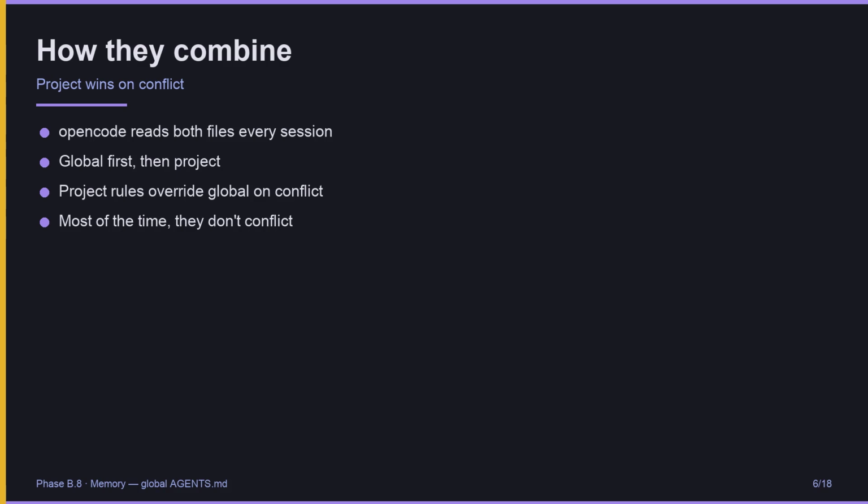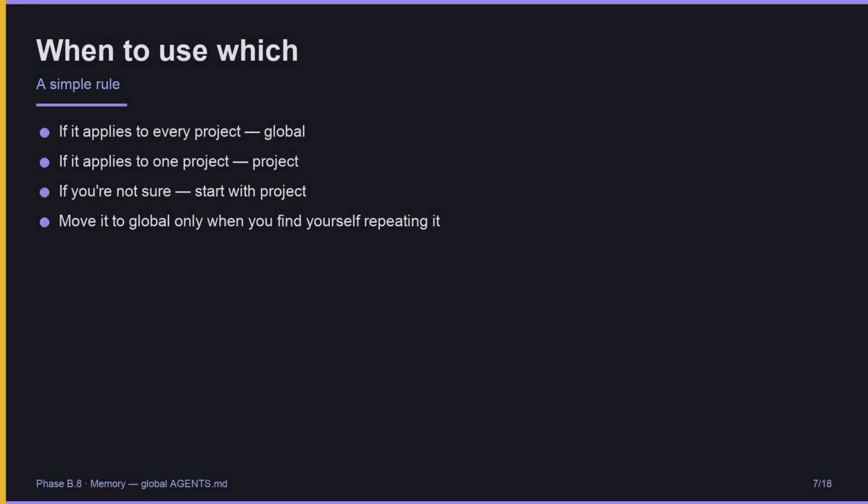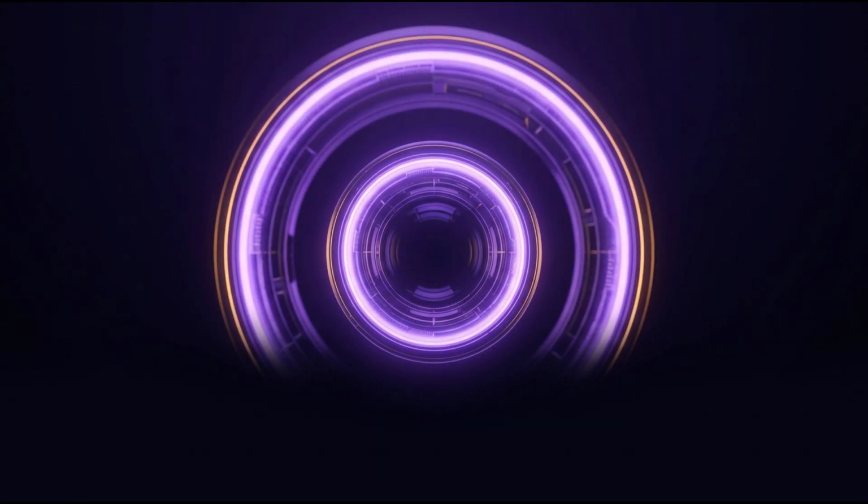They complement each other. When should you use which? Simple rule. If it applies to every project, put it in global. If it applies to one project, put it in project. If you are not sure, start with project. Move it to global only when you find yourself repeating it across multiple projects. That instinct develops over time. Project for the work. Global for the person.